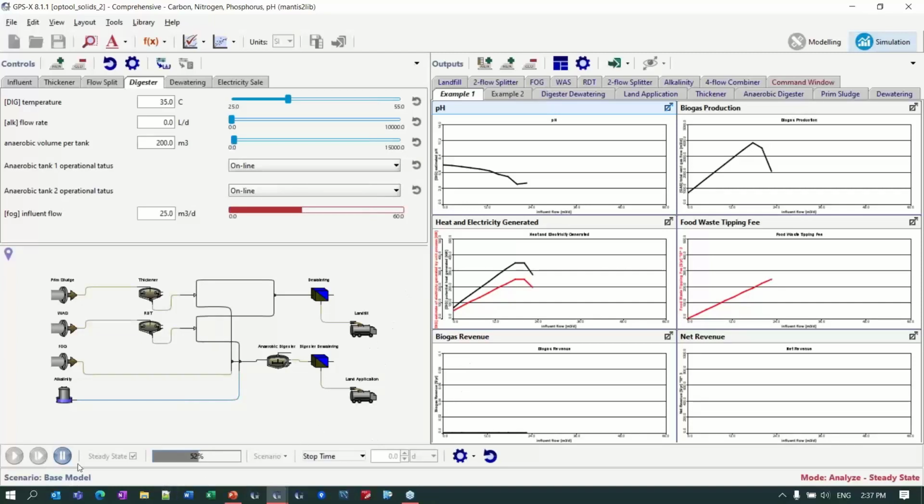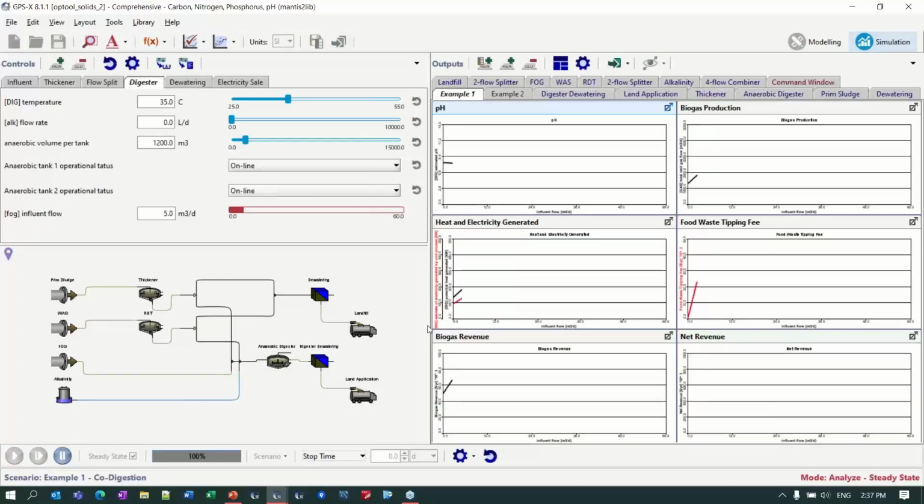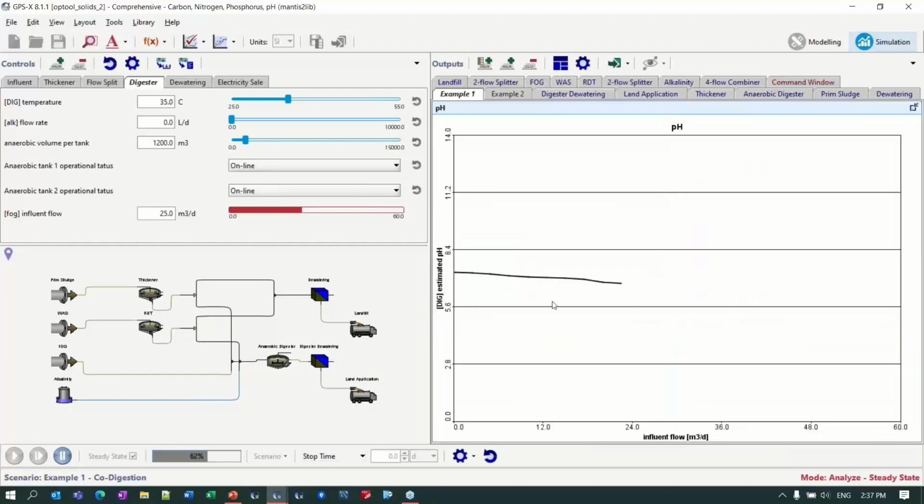Oh, you know what? I'm in the wrong scenario. Pardon me. Hang on. Got to go over to the co-digestion scenario. There we go. Let's try that again. Okay, so we're running all the way through the co-digestion scenario, and we can see that as we accept more waste, it's causing a number of things to happen. So let's take a real quick look here. We can see, as we're bringing more waste in, the steady state solution, as if the facility has been running for a few weeks with this level of waste being accepted.